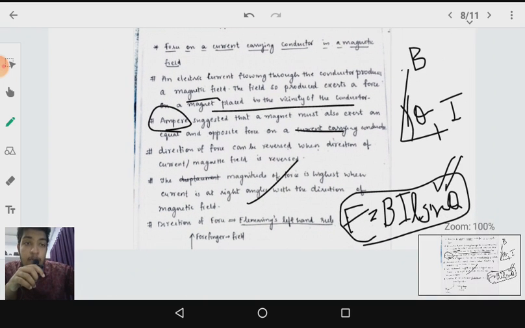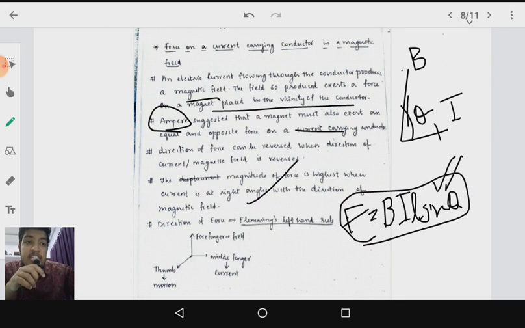Now if you have to find the direction of the force, that is given by Fleming's left hand rule. So to apply Fleming's left hand rule, you need to keep your left hand in such a way that you have to take these three fingers. This is the thumb, this is the forefinger, and this is the middle finger. Now you have to arrange them in a mutually perpendicular direction. This is the meaning of mutually perpendicular direction. So you have to hold these fingers in a mutually perpendicular direction.